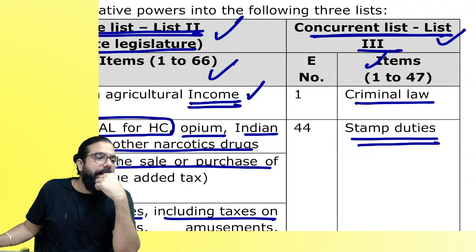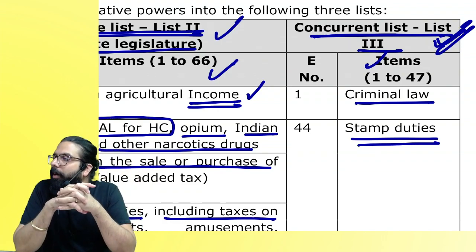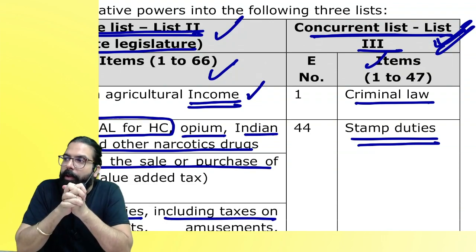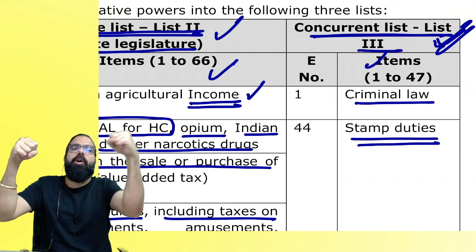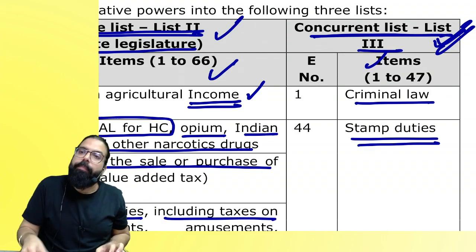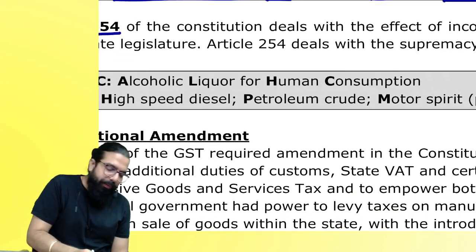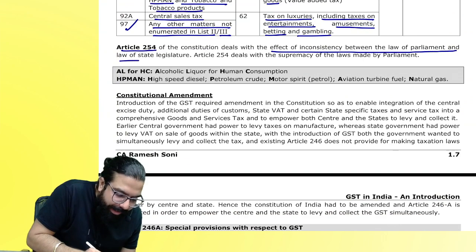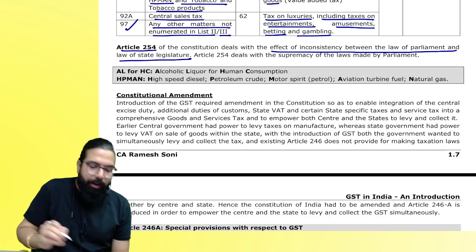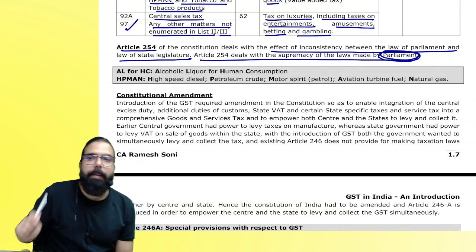My question to you guys, if any topic is there in the concurrent list for which both the governments went ahead and made the law together, and supposedly central government is telling something, state government is telling something else, whose law will prevail? Correct, everyone? That is also told in one article, which is article number 254. Article 254 of the constitution says if there is any inconsistency between the law of parliament and the law made by state legislature, whose law will prevail, everyone? Law made by parliament. Is my point clear to all?